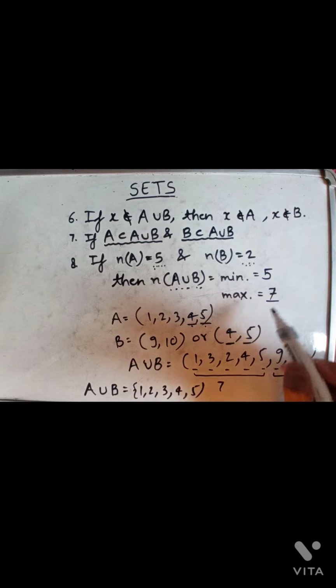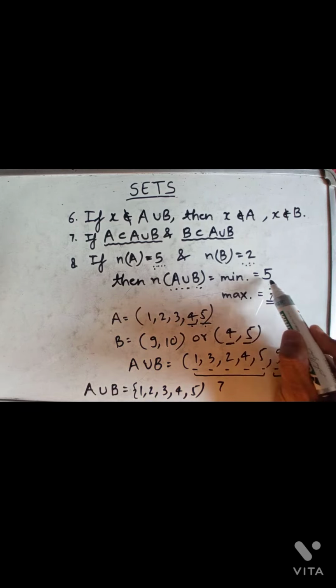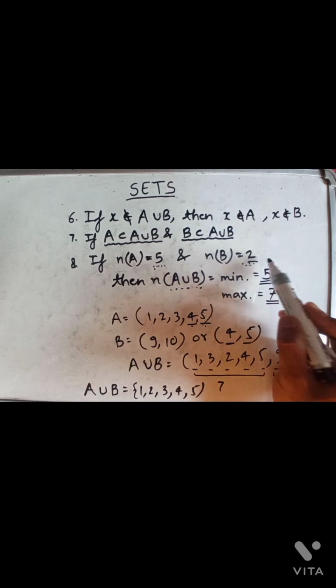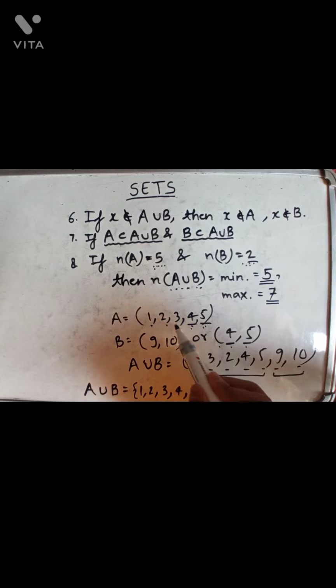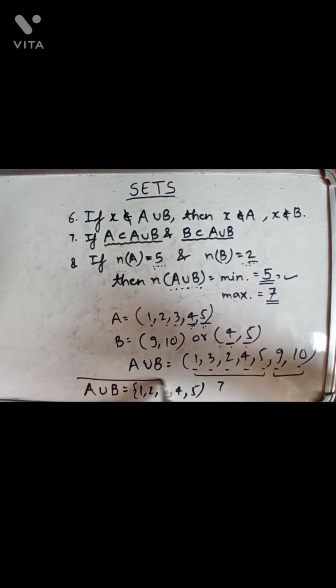So the maximum number of elements in A union B will be 7 and the minimum number of elements will be 5. This will be the case if all the elements in B are also in A, like in this case 4 and 5 were also in set A, so we have written only these numbers. So the minimum number comes out to be 5. So please note this and let's move forward.